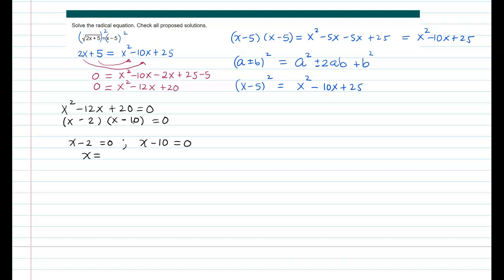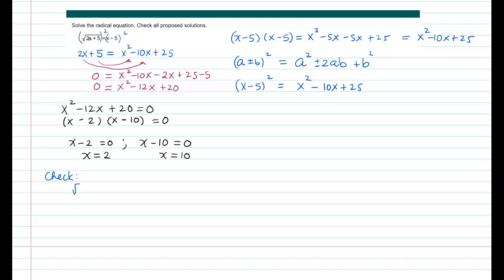So if x minus 2 is 0, then x is equal to 2. If x minus 10 is 0, then x is equal to 10. Now we have two values of x here, but we're not sure if both of these values will satisfy the original equation. So thus, we need to check for the proposed solutions. These two are just the proposed solutions. We need to check. And when you check, you always have to use the original equation.